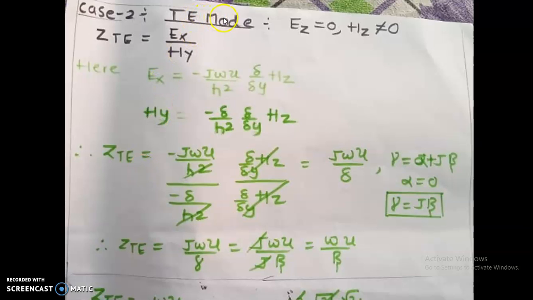Similarly, you can solve for TE mode also. In TE mode, you have to find Ex and Hy. So let us think that you got Ex and Hy as this term. Now you divide it, the similar part gets cancelled, the remaining part you're going to get. So again this gamma can be written as alpha plus j beta, as you already know this one. So alpha is 0 and the gamma becomes j beta. You substitute here gamma is equal to j beta. Once you substitute, j gets cancelled. Now omega mu by beta.